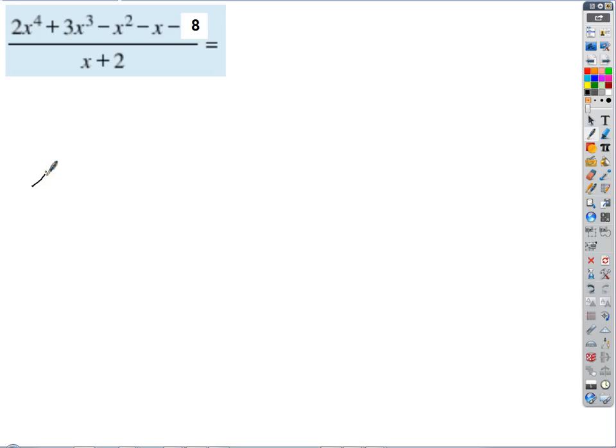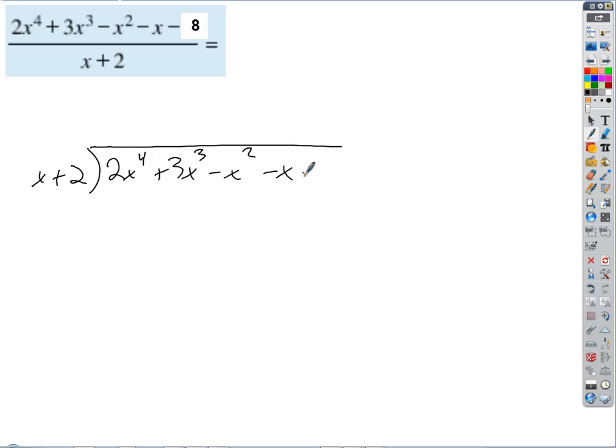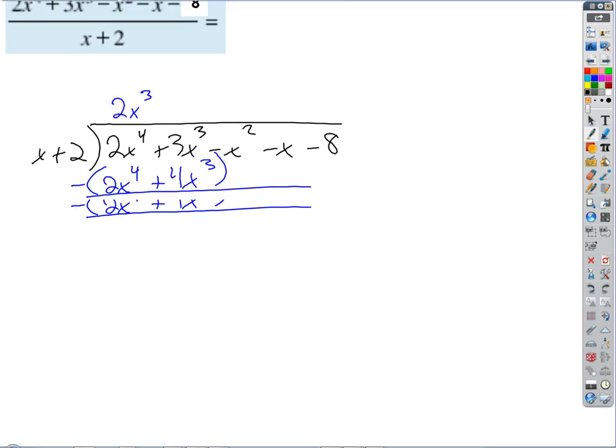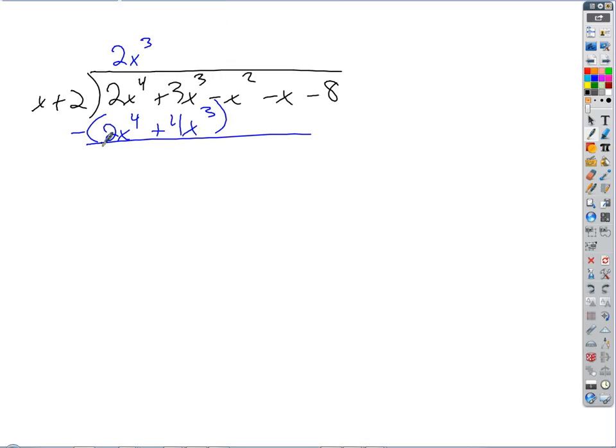So if I do this, I'm dividing x plus 2 into 2x to the 4th plus 3x cubed minus x squared minus x minus 8. Okay, so x goes into 2x to the 4th how many times? 2x cubed. X times what is 2x to the 4th? 2x cubed. So I'll distribute that through and get 2x to the 4th plus 4x cubed. I'll subtract the whole thing and get those cancel, right?